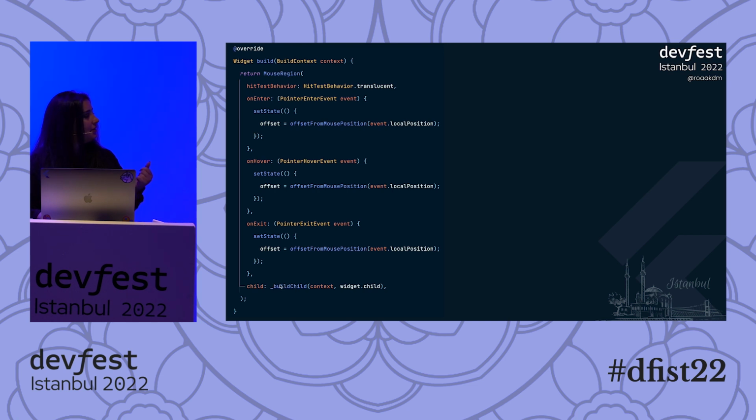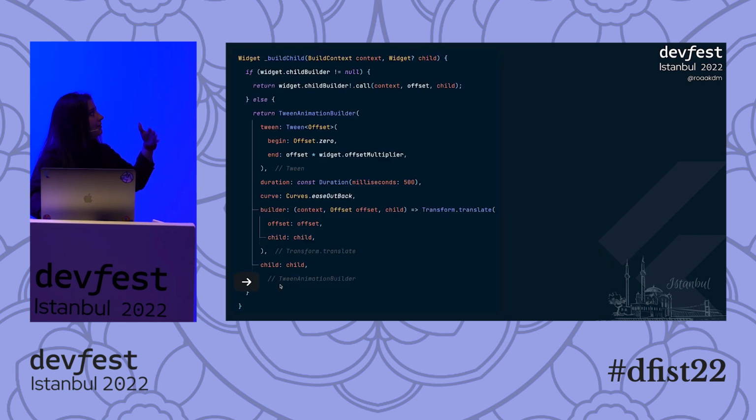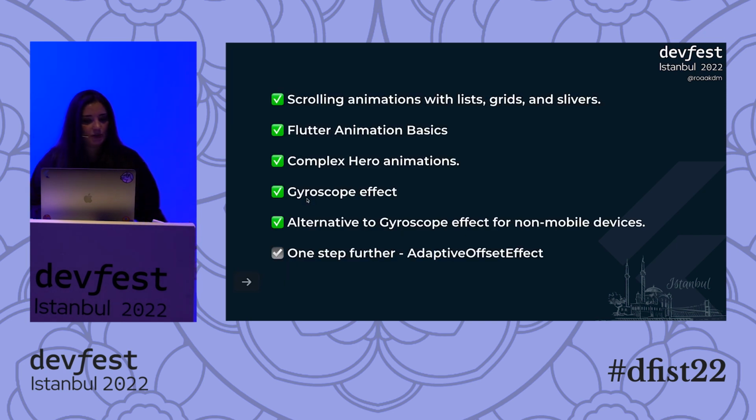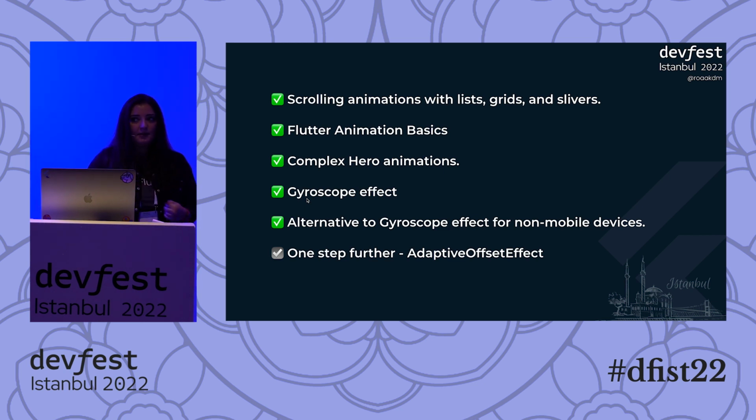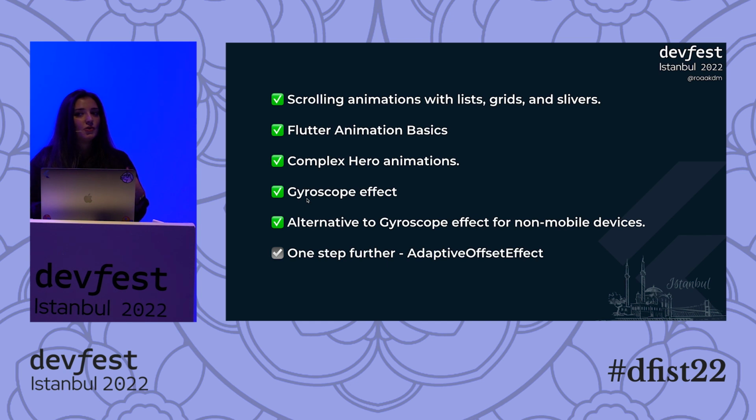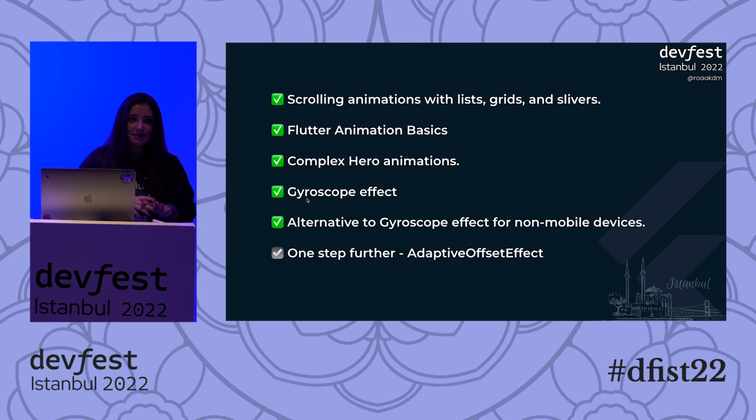This is similar to the gyroscope effect, same way, either a child builder or a child. And that's it for the mouse region widget. However, if you notice, the mouse effect and the gyroscope effect were very similar widgets. They can be used exactly the same way. So why not create a shared widget that you can use anywhere in your app, and you can be sure that this effect will happen as a gyroscope on your mobile or as a mouse region on web.